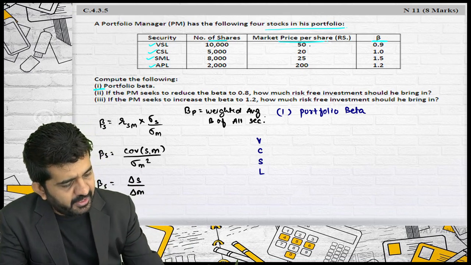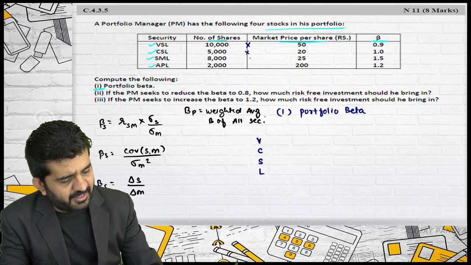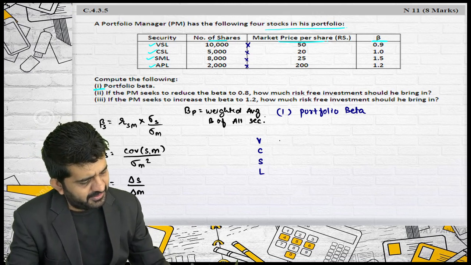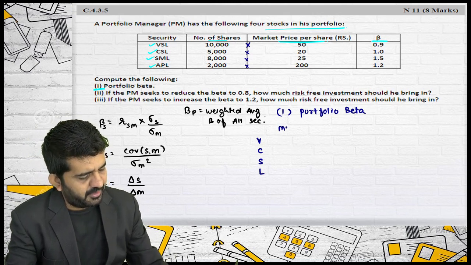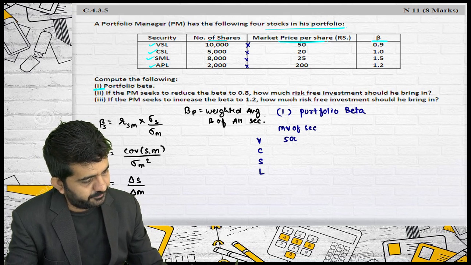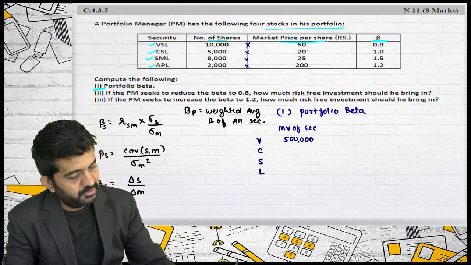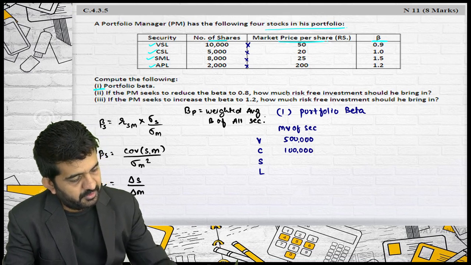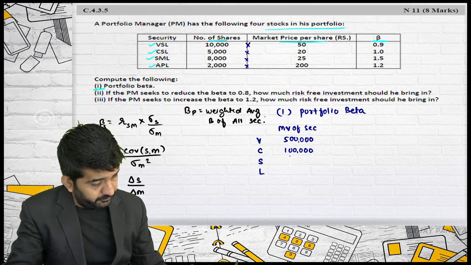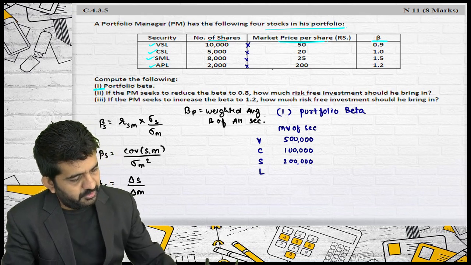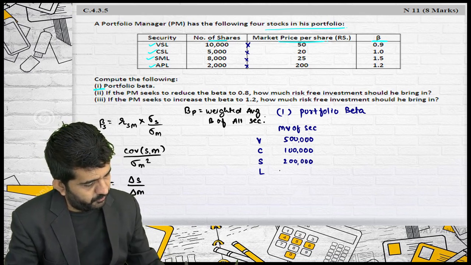How to find out weight? Number of shares multiplied by market price. This is what they are holding right now. So this will be the market value of a security. This will be 5 lakhs. This will be 1 lakh. This will be 2 lakhs. This will be 4 lakhs. No, 40 lakhs.